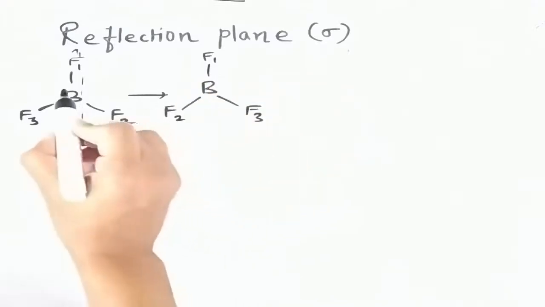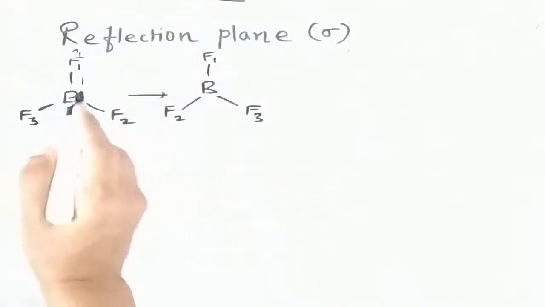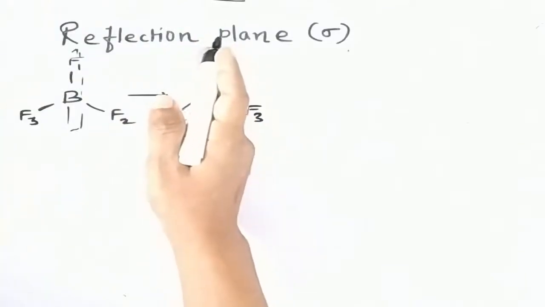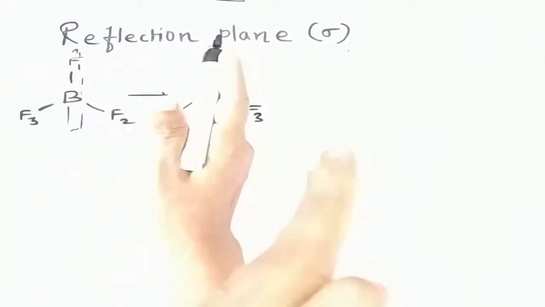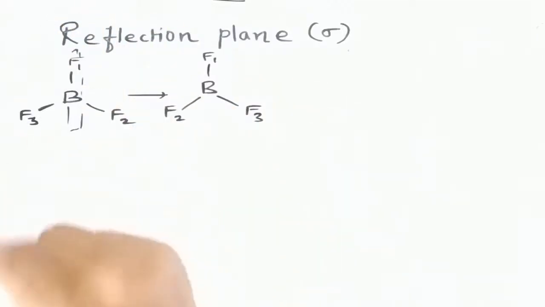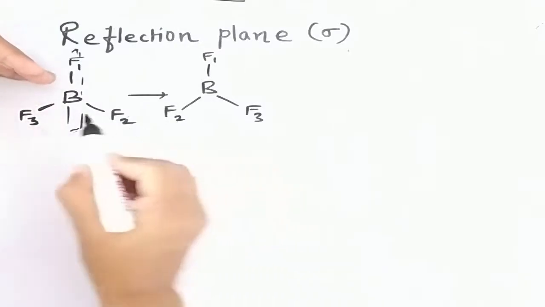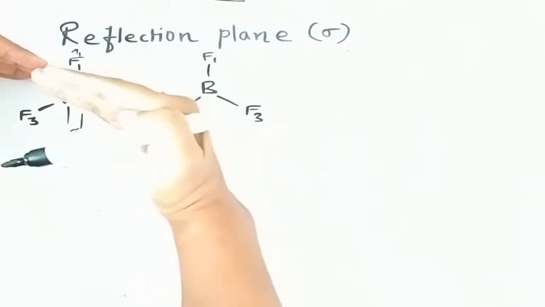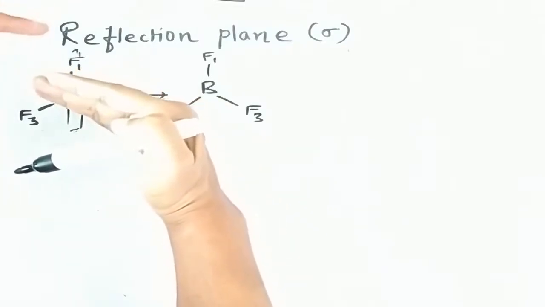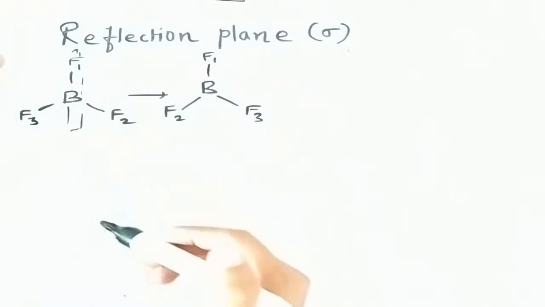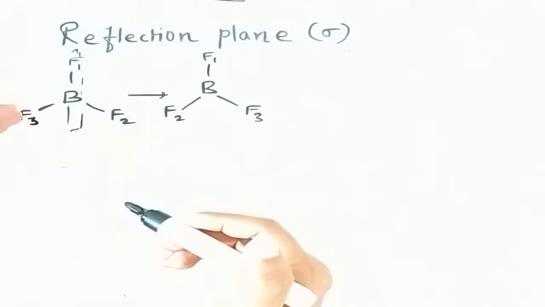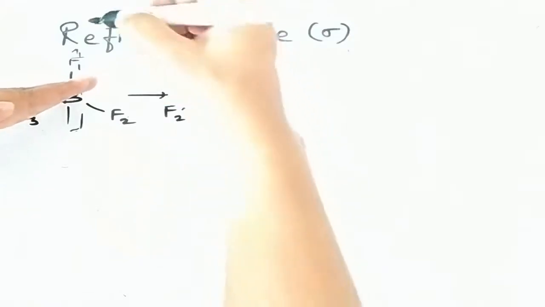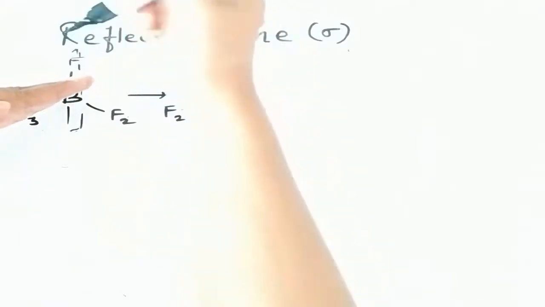Remember here, the element, that is sigma, which is passing through BF, doesn't change, whereas those on either side of a plane get reflected. Similarly, we can have one more plane along the BF2. If an imaginary plane passes through BF2, F3 and F1 will be replaced. Similarly, along the BF3, if we pass a plane this way, it will result in interchanging the positions of F2 and F1.